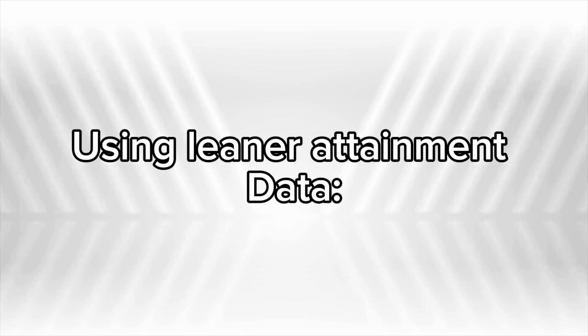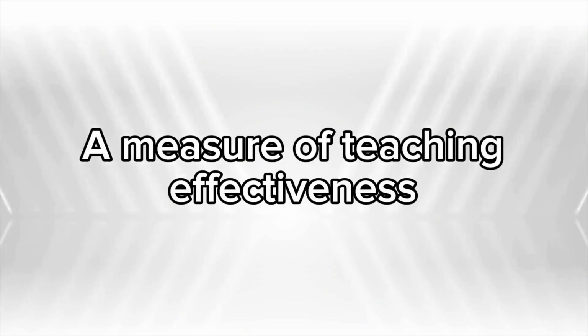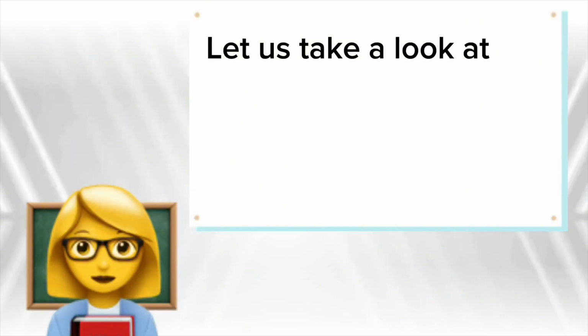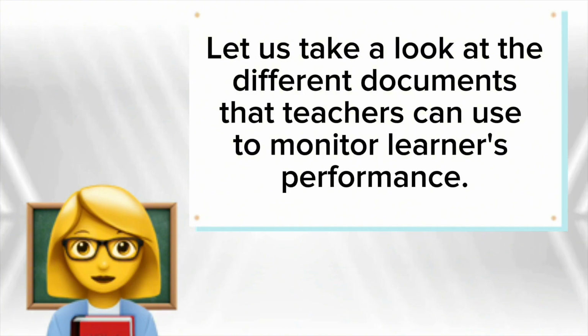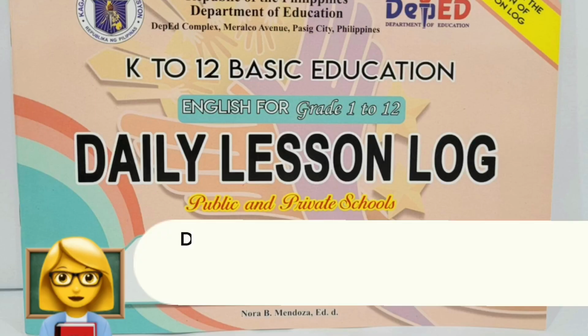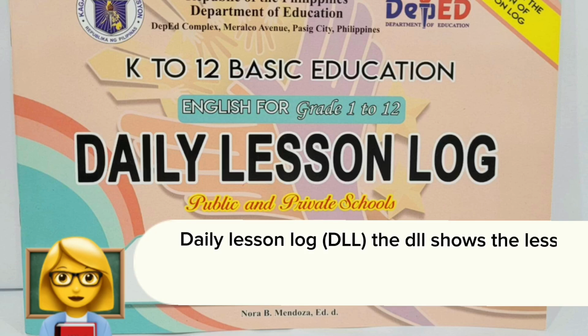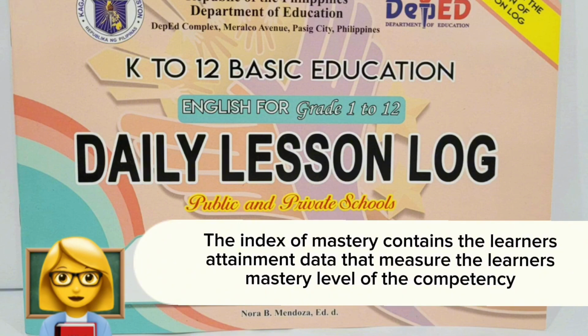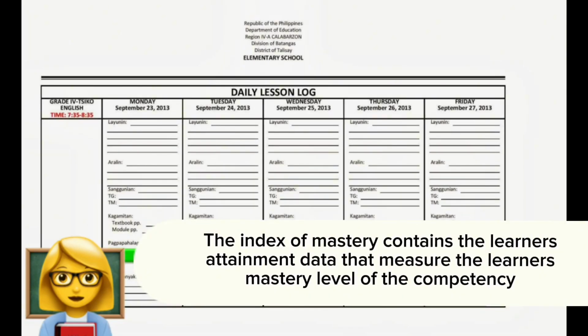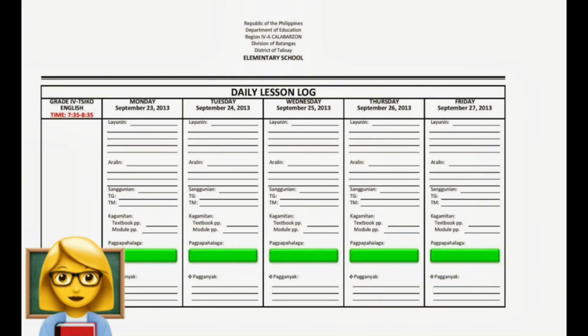Using learner attainment data, a measure of teaching effectiveness. Let us take a look at the different documents that teachers can use to monitor learners' performance. First is a daily lesson log, or the DLL. The DLL shows the lesson for each day with the index of mastery computed accurately. The index of mastery contains the learner attainment data that measure the learner's mastery level of the competency.